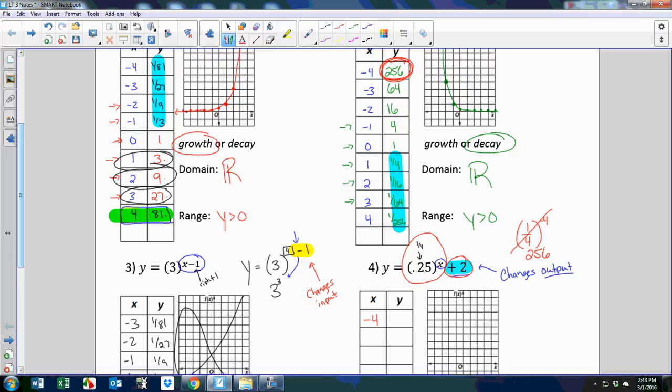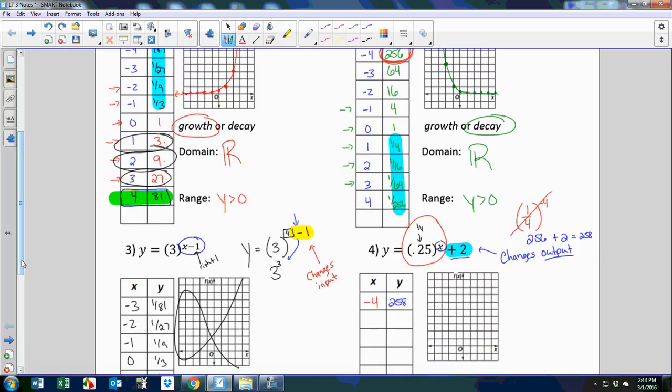And then according to the plus 2, we're supposed to add 2 to that. So 256 plus 2, 258. So inputting -4 will spit out 256 from the exponent, but then the plus 2 after that says, all right, take your 256 and add 2, so 258.